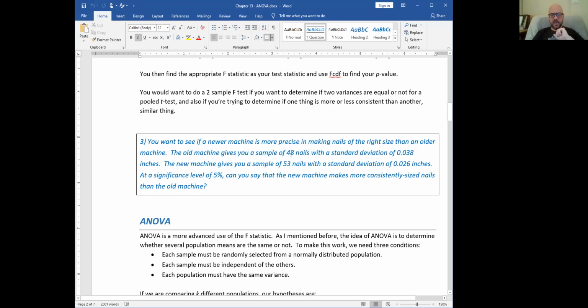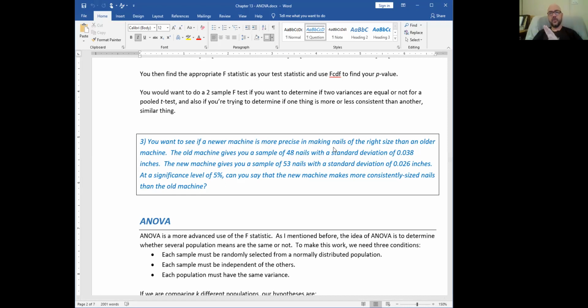So I have this sample, 48 nails, 0.038 inch standard deviation, 53 nails, 0.026 inch standard deviation. And I want to know, at a significance level of 5%, can I say that the new machine makes more consistently sized nails than the old machine? So let's get a whiteboard going here.